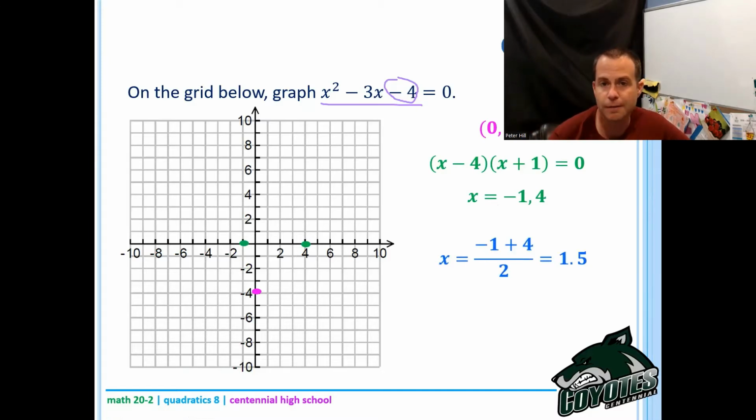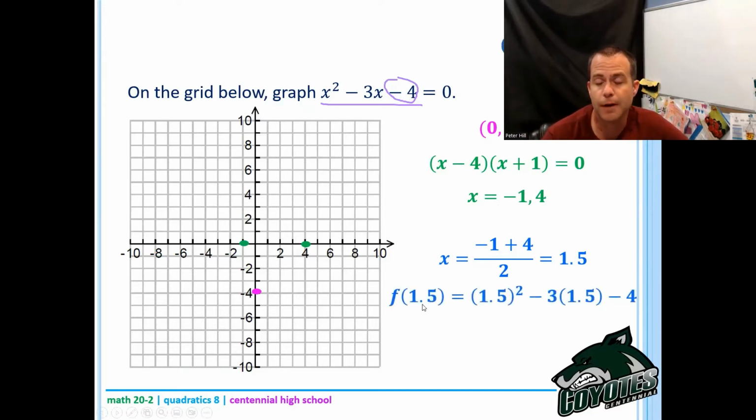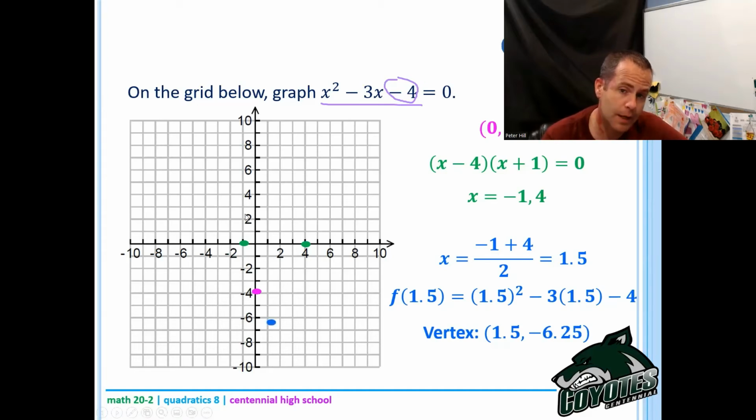give me 1.5. Then to get the y value at that vertex, I just plug the 1.5 back into this equation here, right? And so I go f of 1.5, plugging in 1.5 everywhere I see x, and I get out -6.25. So then I know that I have a vertex at (1.5, -6.25), graph that guy there, and now I can get a cute little graph there, no problem.